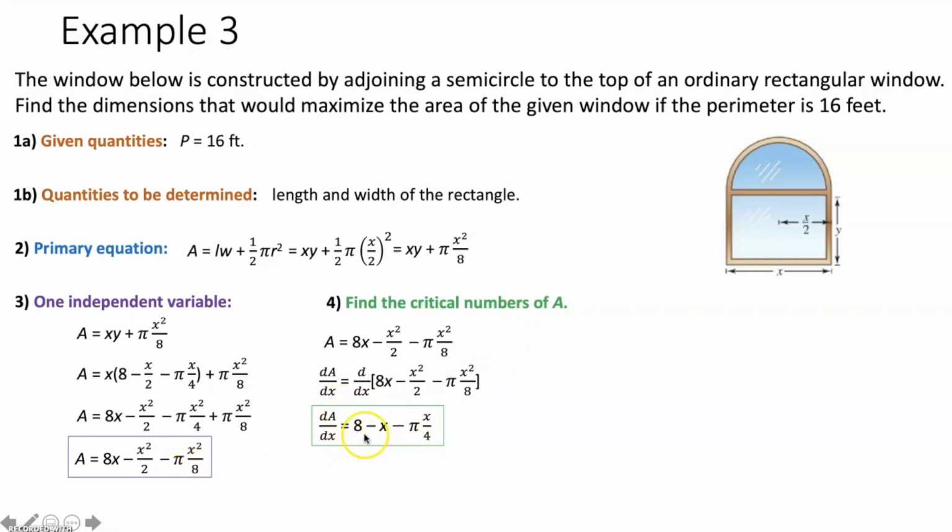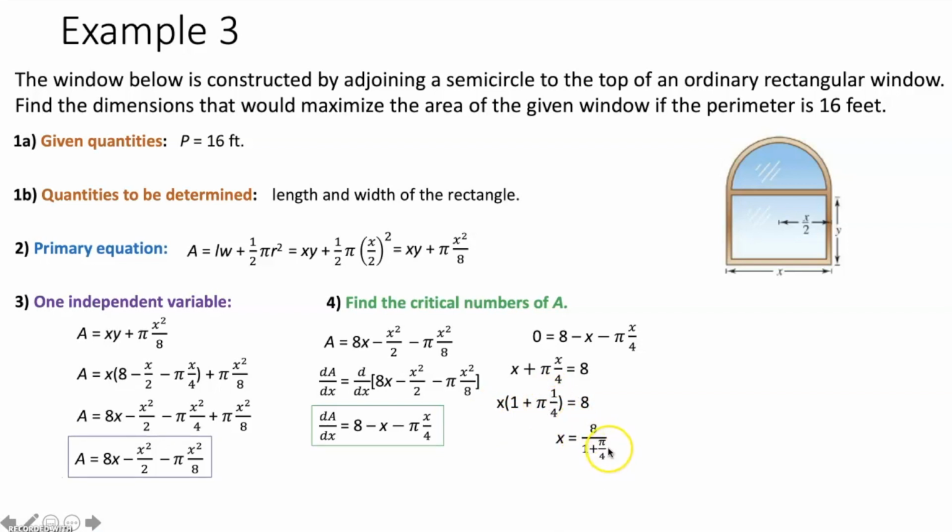So now to find the critical numbers, we just set that equal to 0 and solve for x. So what I'm going to do to solve this for x is I'm going to add x and pi x over 4 to both sides. The reason I do that is because I need to get anything with an x to one side so that I can factor it out and then get it all by itself by dividing both sides by 1 plus pi times 1/4, or pi over 4.